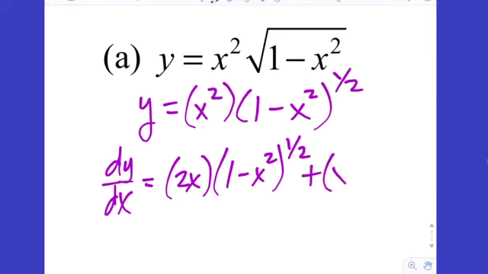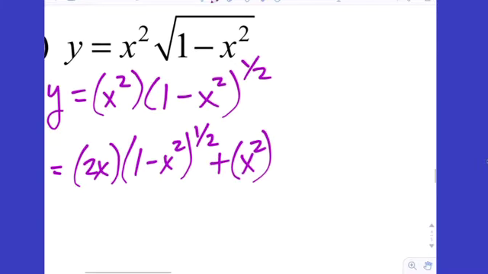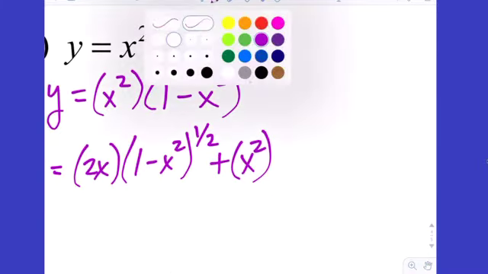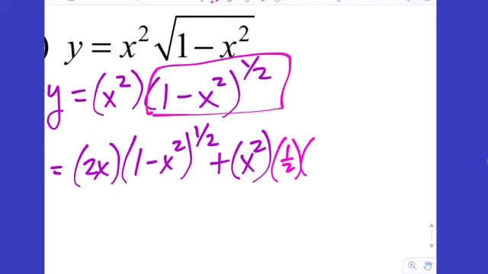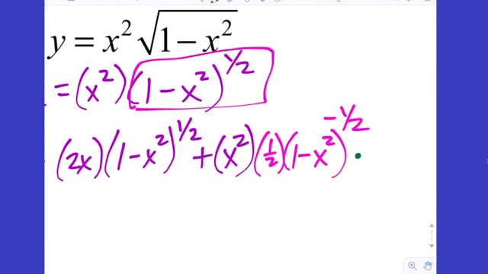Plus x squared goes along for the ride times the derivative of the second factor. That's going to require the what rule? Chain rule. So here we go. 1/2 blob to the negative 1/2 power times the chain rule, the derivative of 1 minus x squared, which is negative 2x, 0 minus 2x.